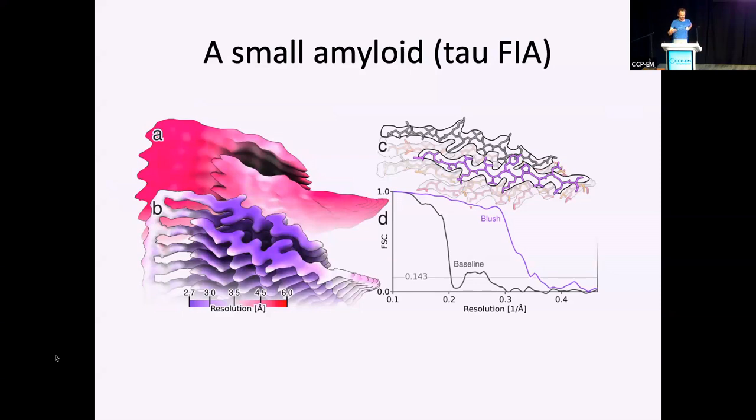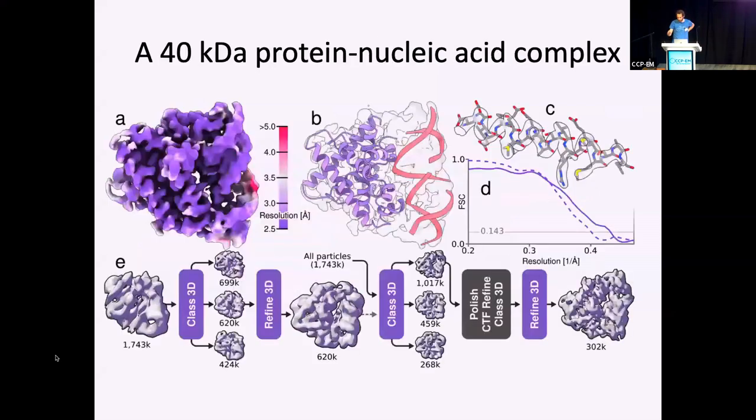Now, I told you it's particularly good at doing small molecules and also small complexes. This is ACA2, a 40 kilodalton protein-nucleic acid complex, which Max Wilkinson, who used to be in Kiyoshi Nagai's group in the lab and is now in Boston, worked on. This is a project from his time in New Zealand.